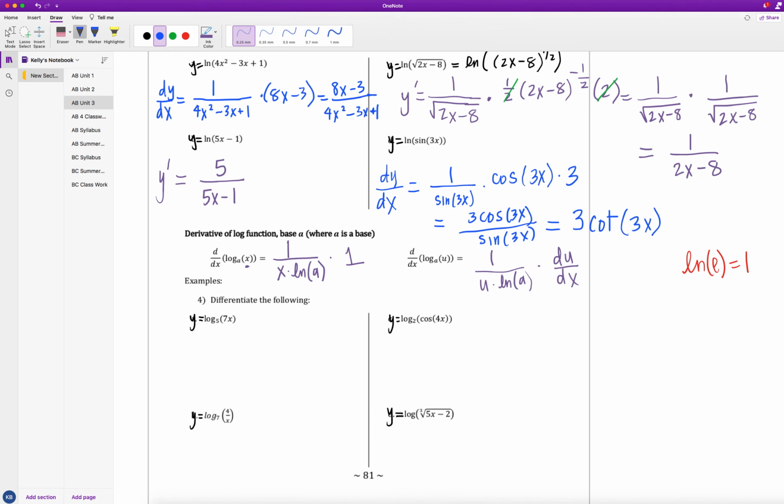So our first function says y equals log base 5 of 7x. So our base here is 5 and our input is 7x. If we're going to find the derivative of this guy, we would get 1 over 7x, since that's our input, times the natural log of the base, so times the natural log of 5, all times the derivative of the inside, which is 7. And that I'm just going to put in the numerator there.